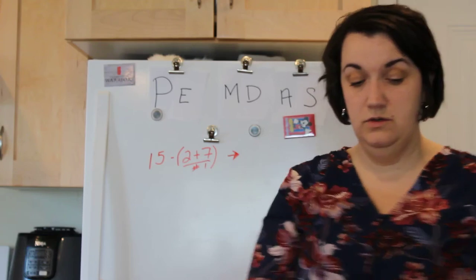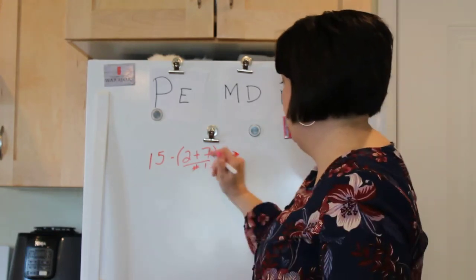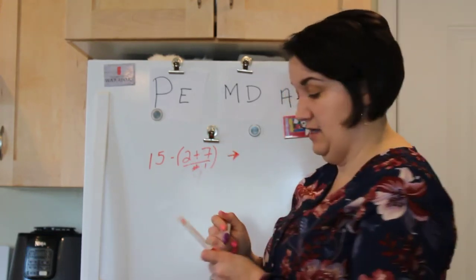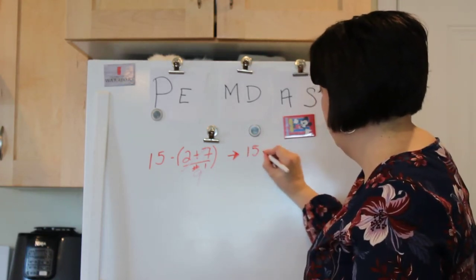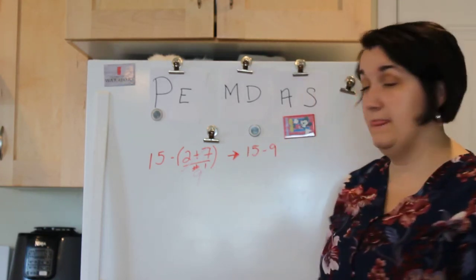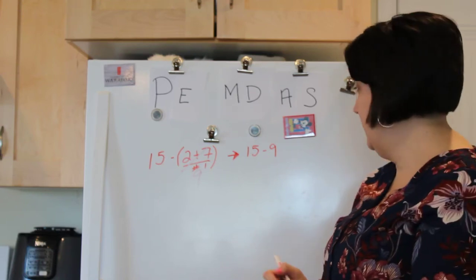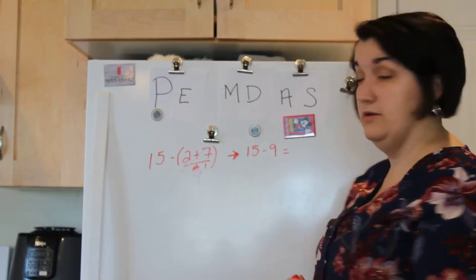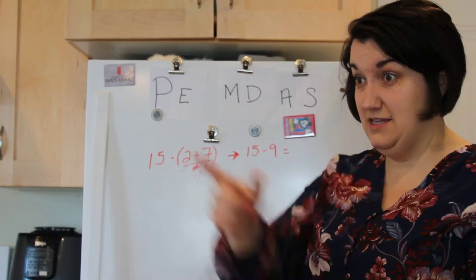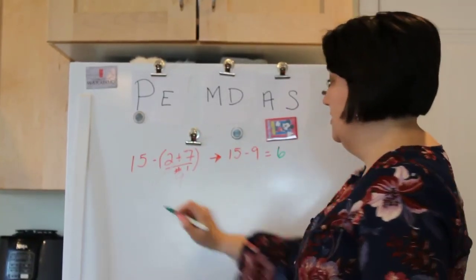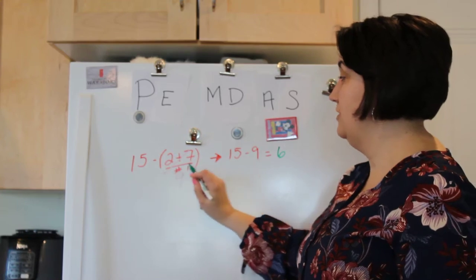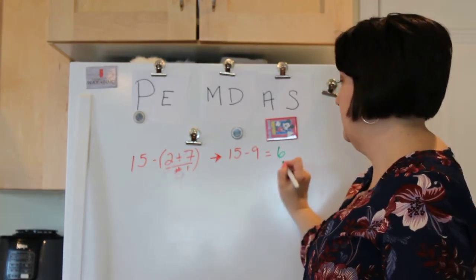What we're going to do is then, we've solved this. This is now 9. So then the equation becomes 15 minus 9. So 15 minus 9 equals, yes, go ahead. 6. 6, exactly. So 15 minus the quantity 2 plus 7 in parentheses equals 6.